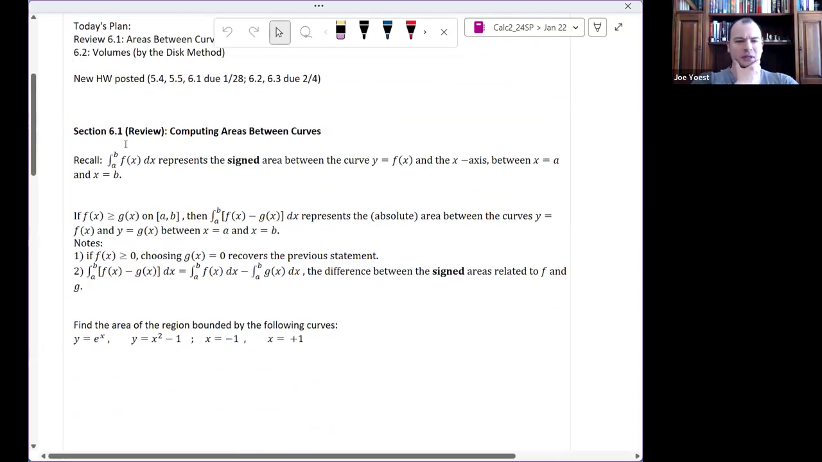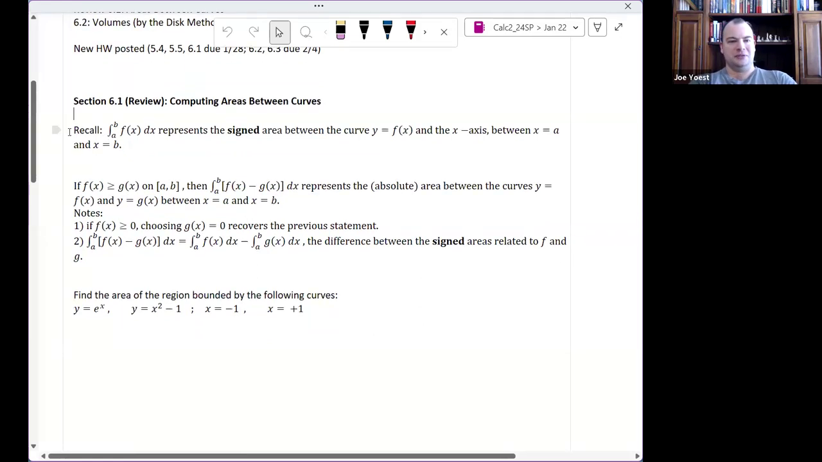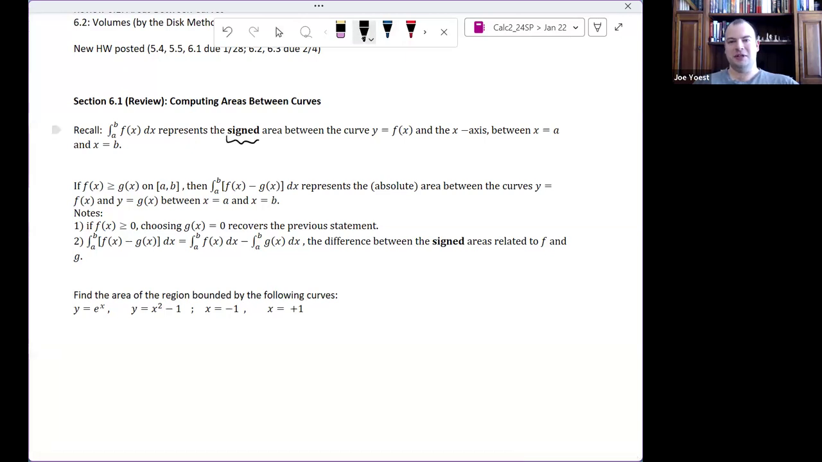Okay, so super quick review of some basics of integration. Recall that the integral a to b f of x dx represents the signed area, positive or negative, between the curve y equals f of x and the x-axis between x equals a and x equals b. So if I have a function like this between a and b, this area here is what's represented by integral a to b f of x dx. Because this area is above the x-axis, it would come in with a positive sign.